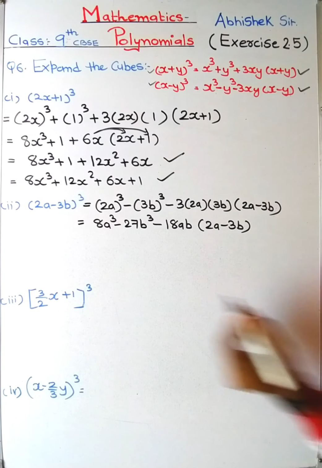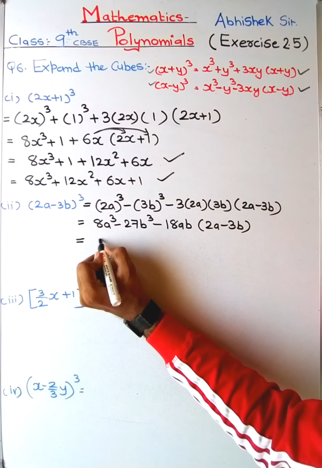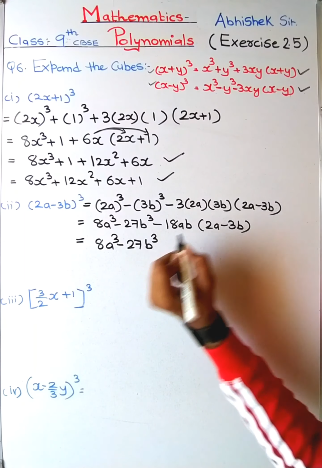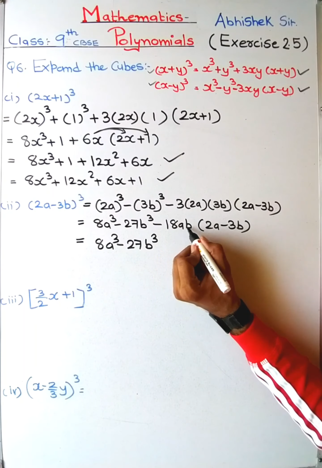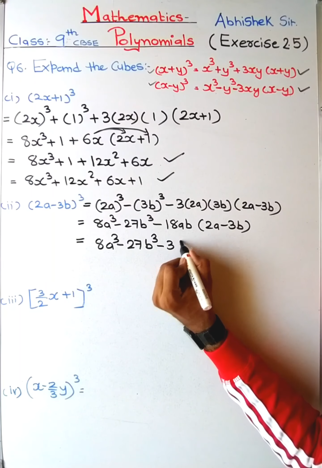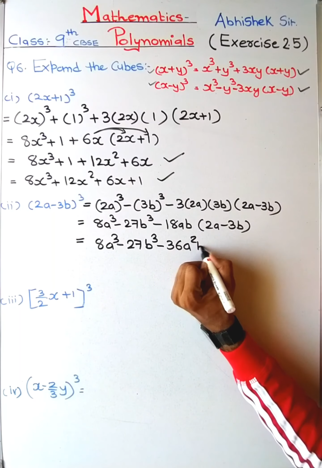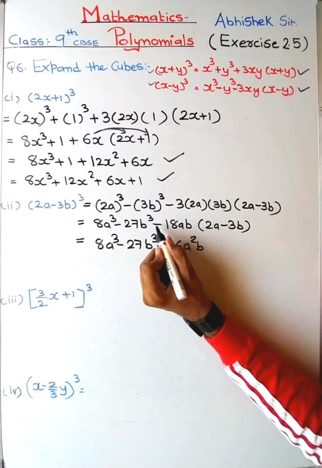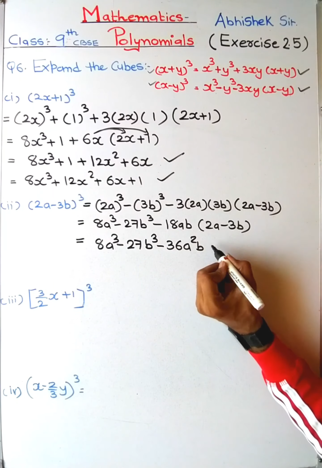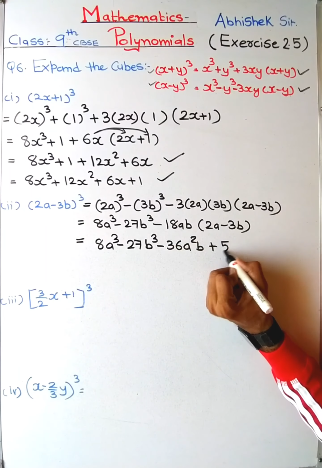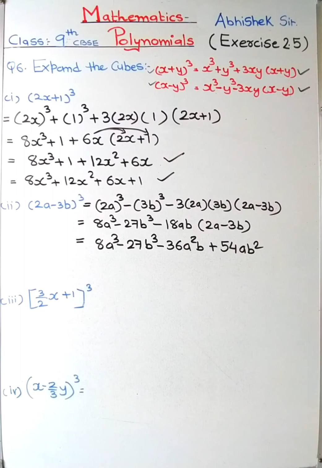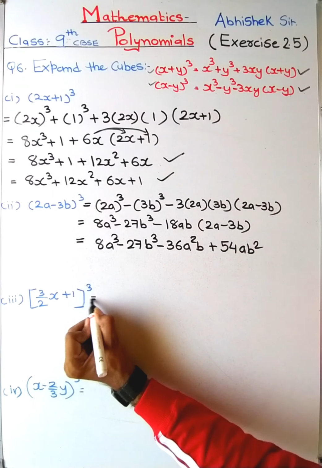Clear? Now let us go for the next. 8a cube minus 27b cube minus 18ab into 2a. So we know that 18 2s are 36. So 36 a into a is a square b. Final term minus 18ab into minus 3b. But we know that minus minus is plus. 18 3s are 54. ab into b becomes ab square. Clear?